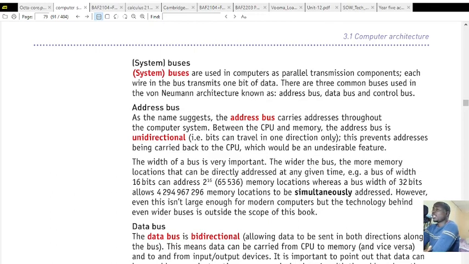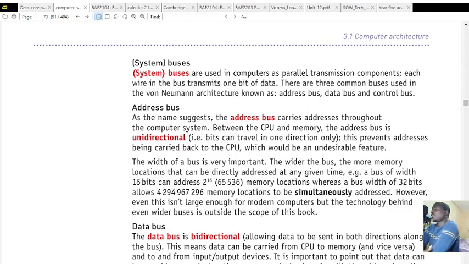can read 4,294,967,296 memory locations simultaneously. So that is the catch there.